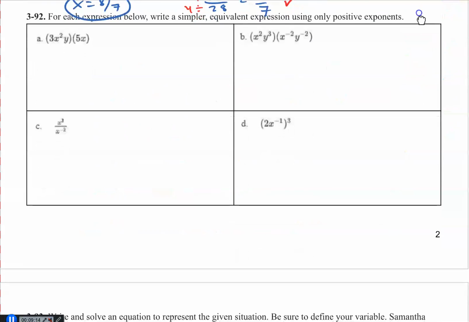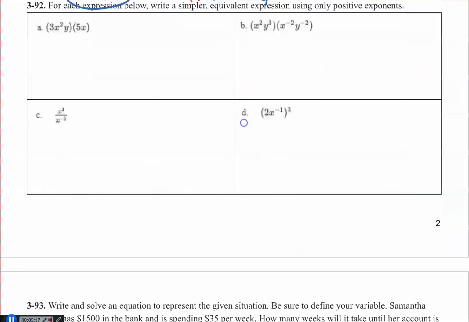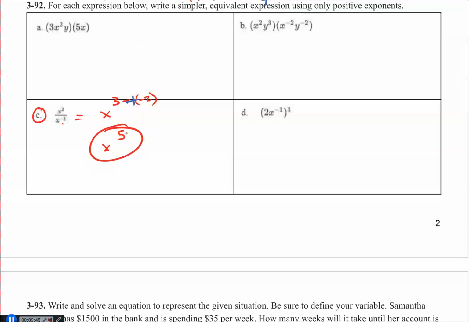Let's try 392. For each expression below, simplify positive exponents. A lot of people miss this one on the test, so let's go over this one. This is equal to, when you have 2 numbers and they have the same base, you subtract the exponents. So it's 3 subtract negative 2. When you subtract a negative number, it's the same as adding it. So this is actually x to the power 5. All right, I'll let you do the ones on top.